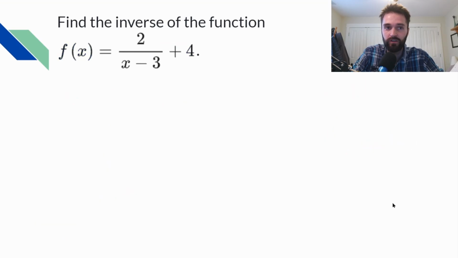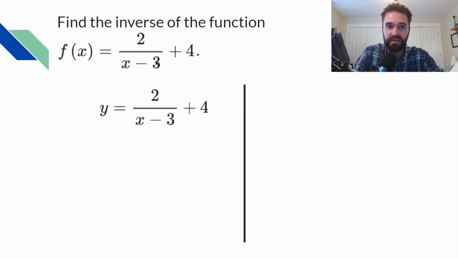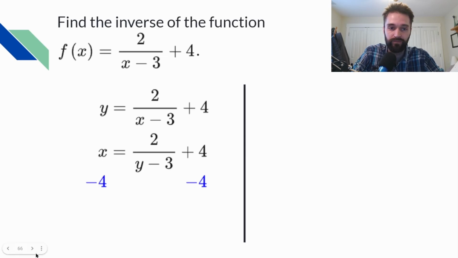All right, let's take a look at one more function. Here we're asked to find the inverse of the function f of x equals 2 over x minus 3 plus 4. So let's take this function and replace f of x with y, okay? Then we swap x and y, and our goal is to isolate y at this point. So we're going to get this fraction by itself. So we'll subtract 4 from both sides. And that gives us x minus 4 equals this fraction, 2 over y minus 3.